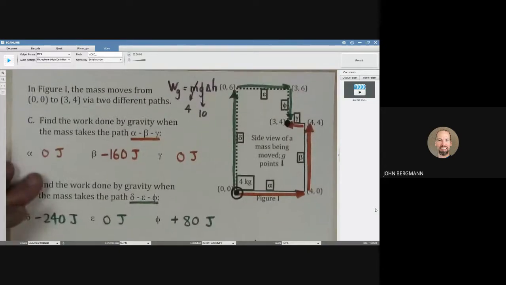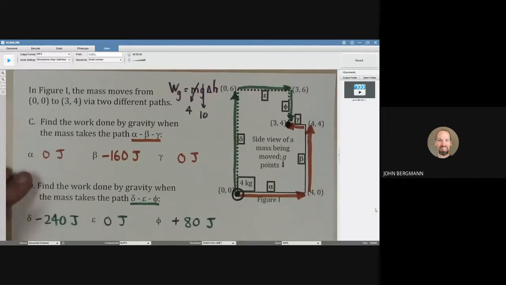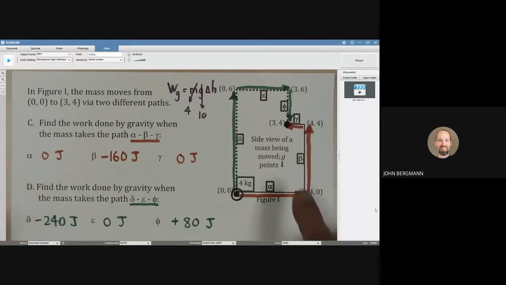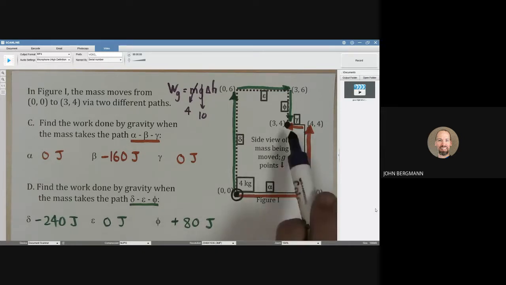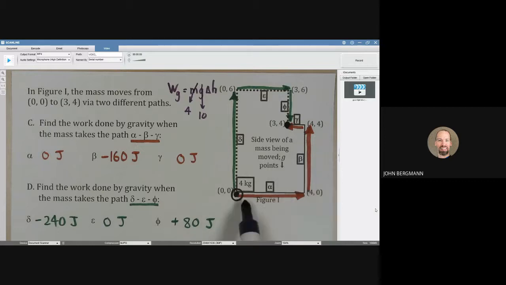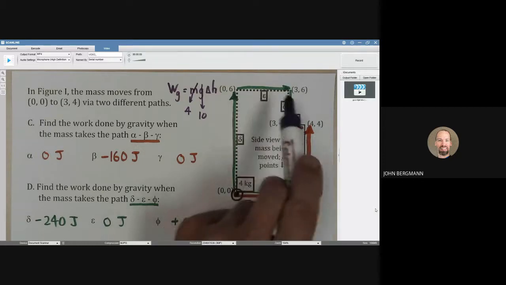Let's try and show this with an example. Let's explain what's happening here. You can see the picture. We have a 4-kilogram mass right here at the origin, and we're looking at it from the side. So gravity is acting down, and we're going to move this mass up to this location here, which is at the point 3, 4: 3 meters, 4 meters. We're going to take two paths to get there. We're going to take the red path. We're going to take the green path.